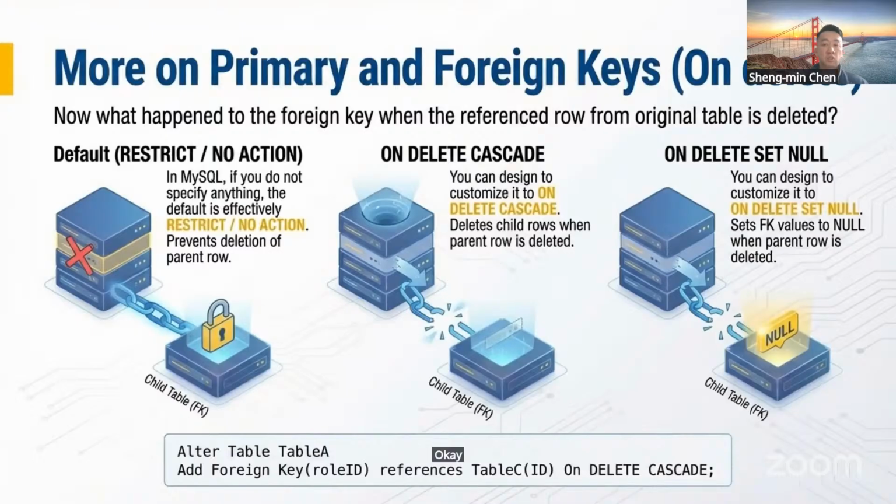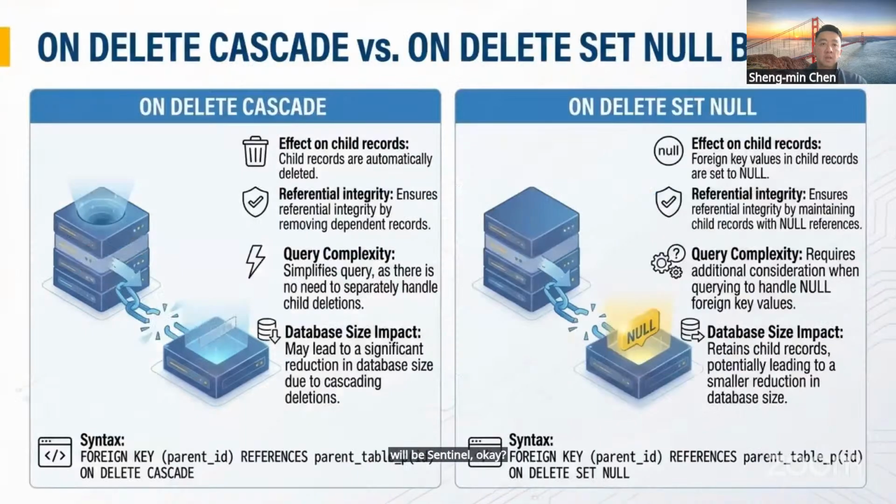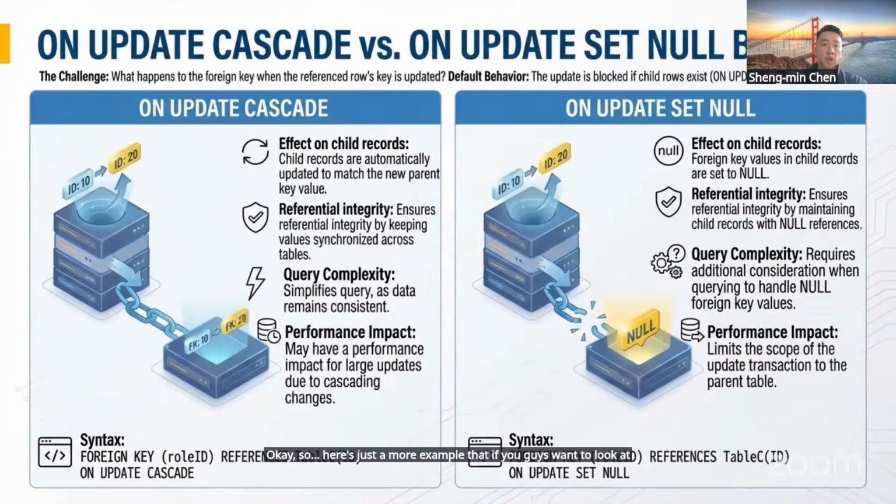Okay? So the major difference here, just to clarify: cascade would impact the entire row to get deleted. Set null, the row doesn't get impacted except for the foreign key itself, which will be set null. Okay? Okay, so here's just more examples that you guys can look at, and the syntax as well.